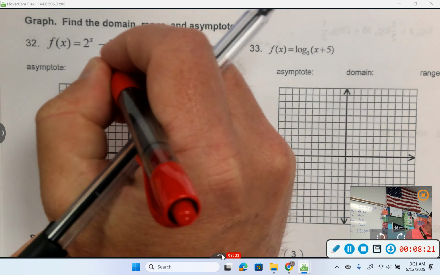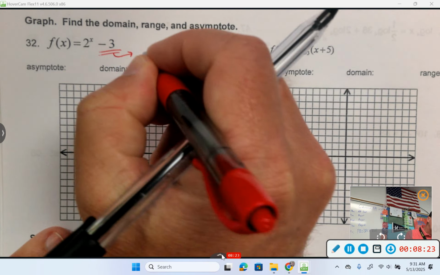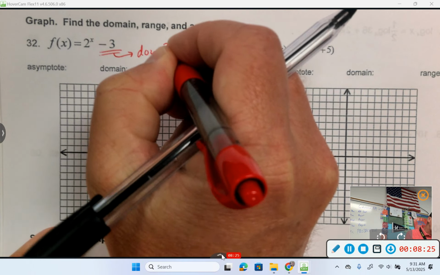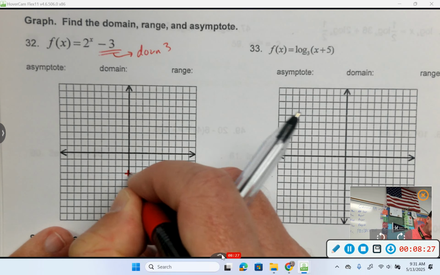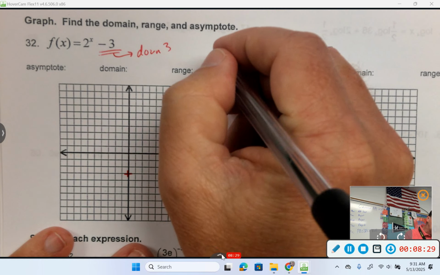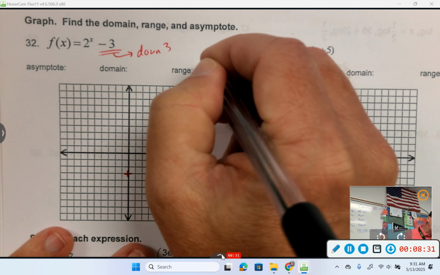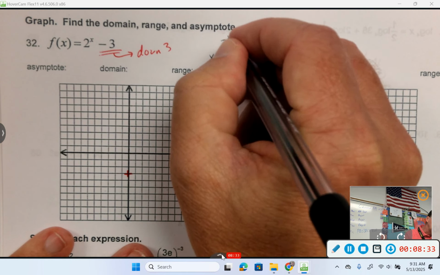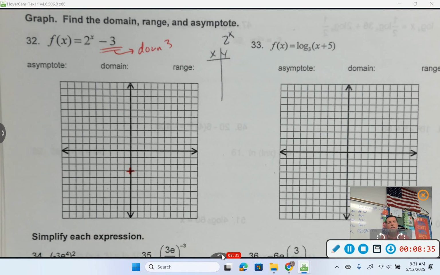What's the minus 3 doing, though? I do know that much. Down 3. So that means I can do a table and not have to worry about the minus 3. I can just do a table of 2 to the x. Now, we're not starting completely from scratch because it would be helpful if you remembered 3 good values of x to plug in.